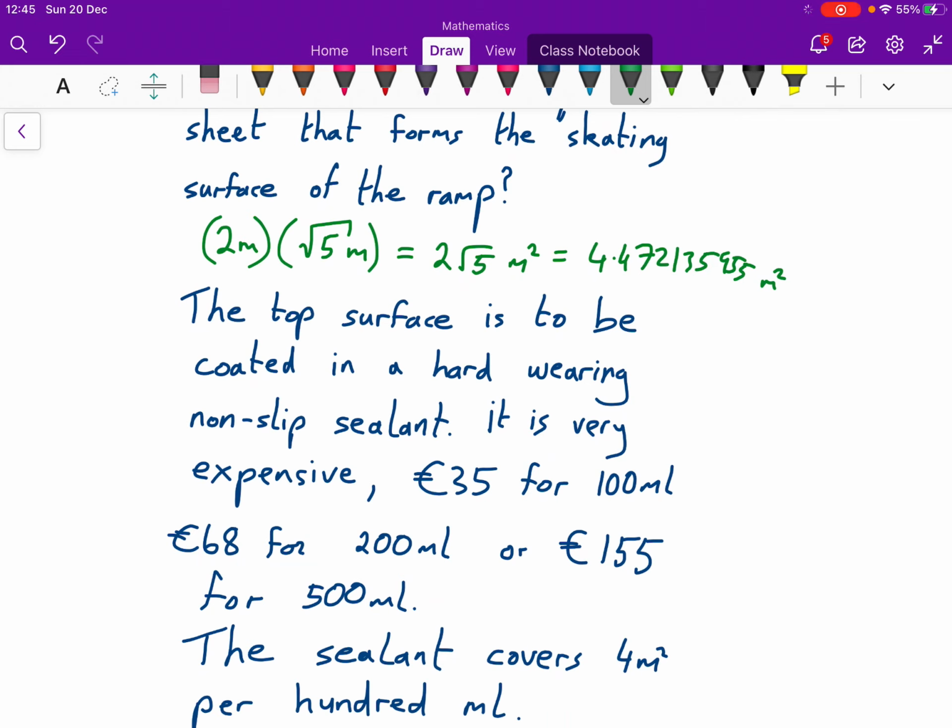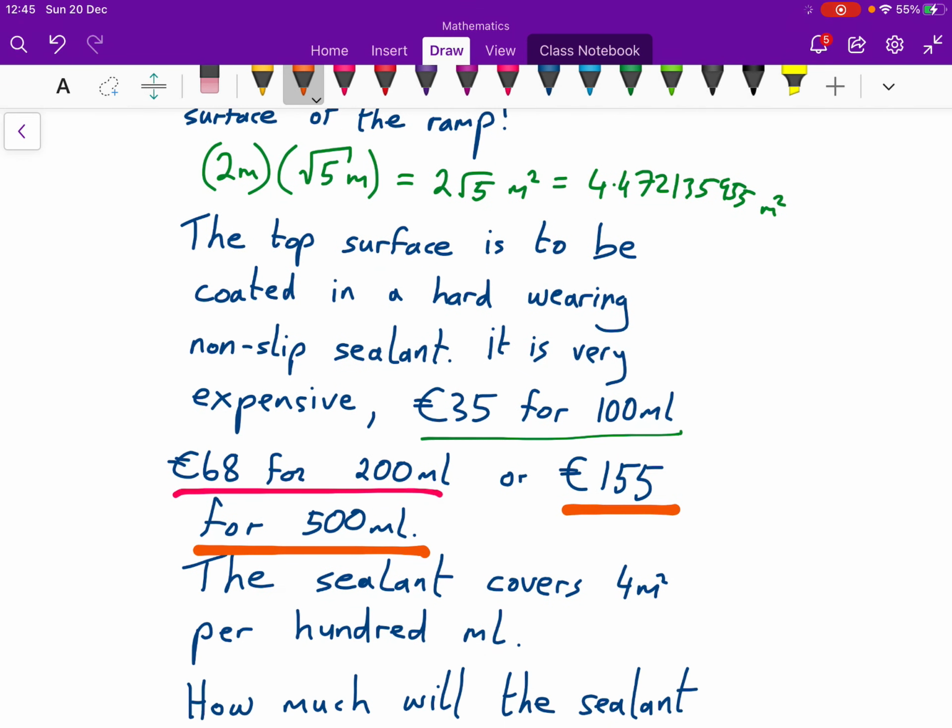The top surface is to be coated in a hard-wearing non-slip sealant. It is very expensive. €35 for 100 mils, €68 for 200 mils, or €155 for 500 mil, so it's expensive stuff. The sealant covers 4 meters squared per 100 mil, so it doesn't have much coverage either. That's possibly the most important information in the question, 4 meters squared per 100 mil. That tells us the coverage we're getting from it.